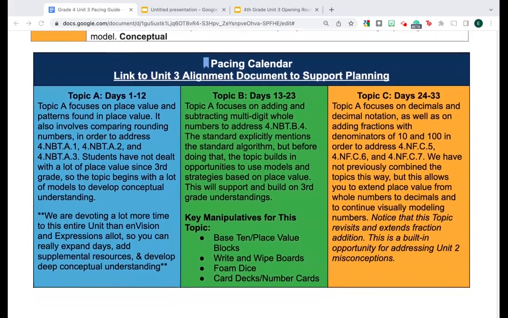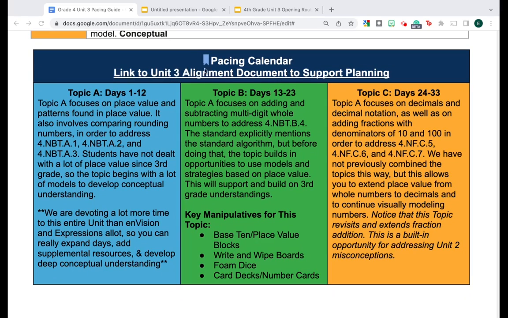If we scroll down in our pacing guide, of course, don't forget the alignment document. We find that to be very helpful for planning. It helps you see how the different parts of the lesson flow and build.